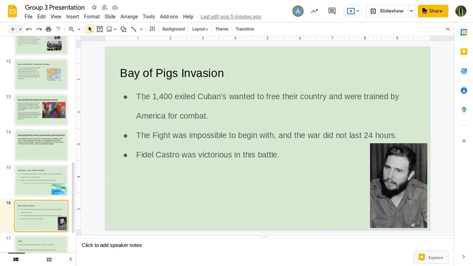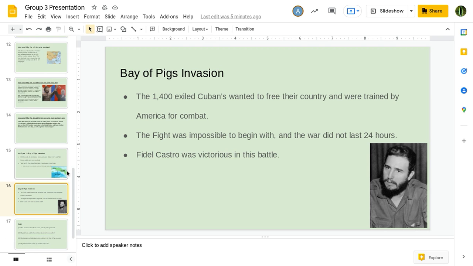The 1,400 exiled Cubans wanted to free their country and were trained by America for combat. The fight was impossible to begin with, and the war did not even last 24 hours. Fidel Castro was victorious in this battle.